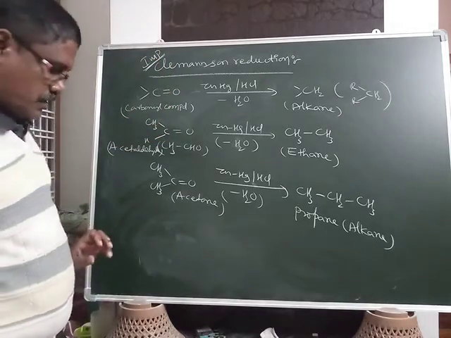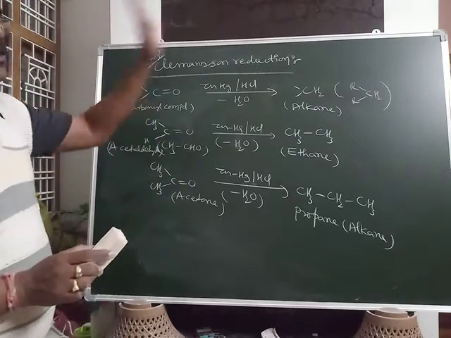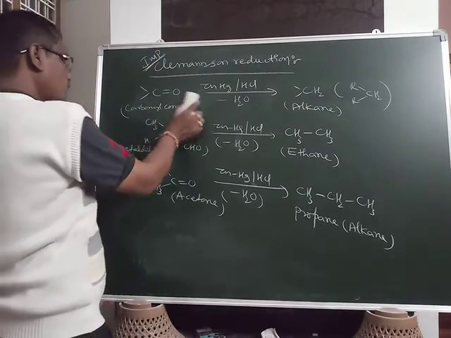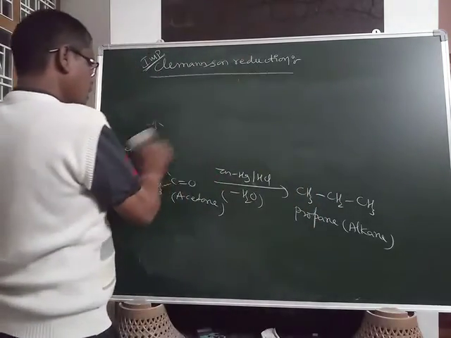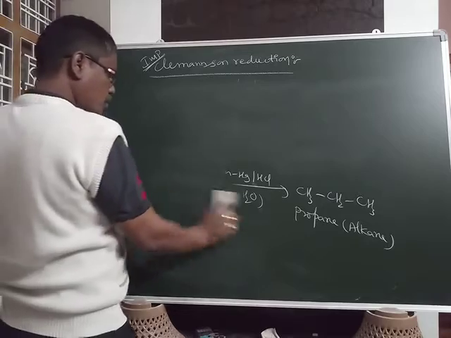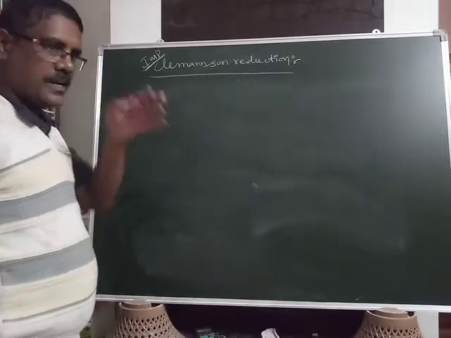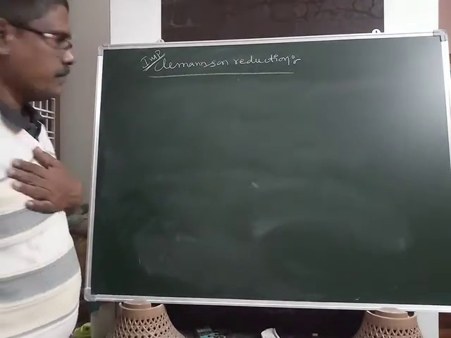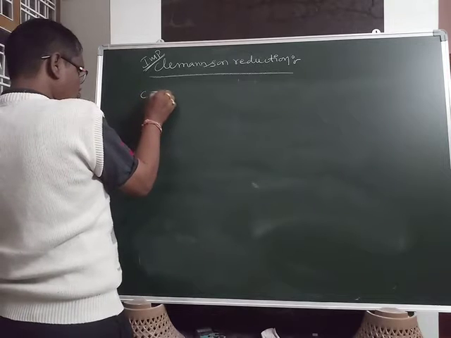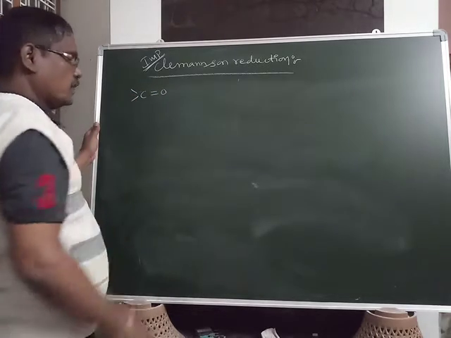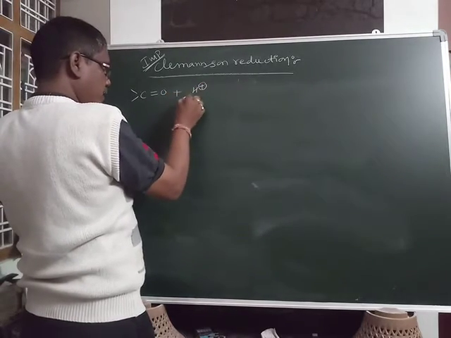Clemmensen reaction. In this Clemmensen reaction, the carbonyl compound is converted into the alkane. What is the mechanism involved in this one? Mercury is supplied only to increase the activity of zinc. That's why the C double bond O group reacts with H plus ion obtained from HCl.